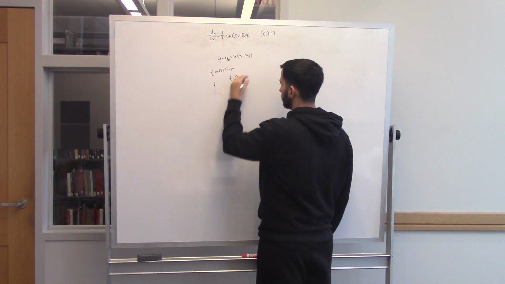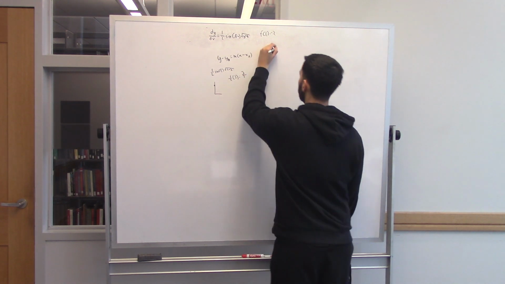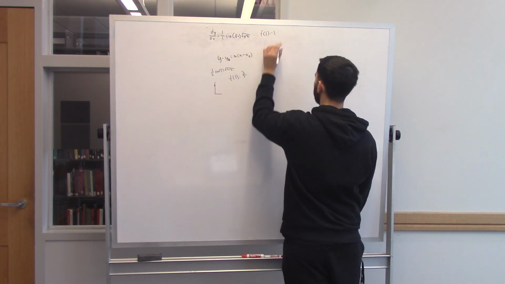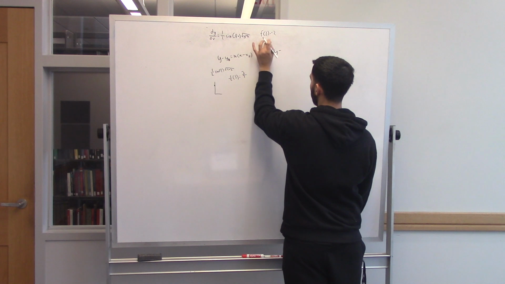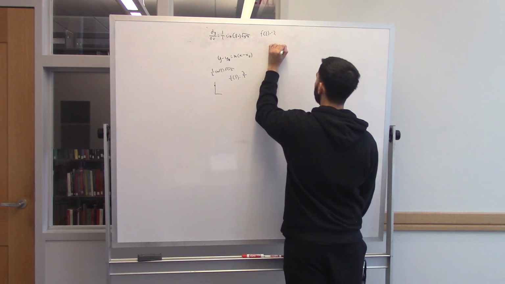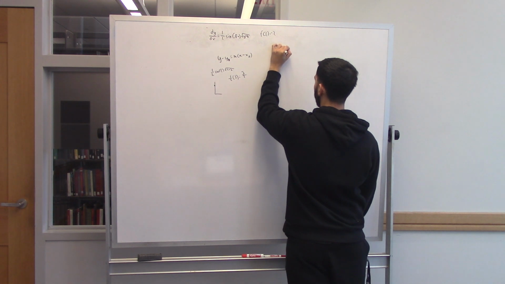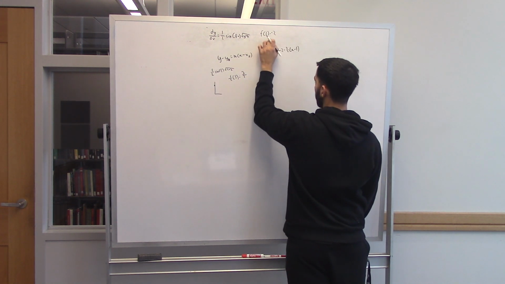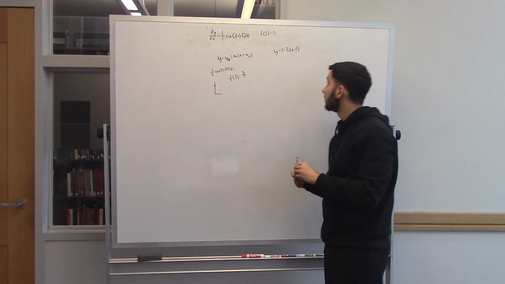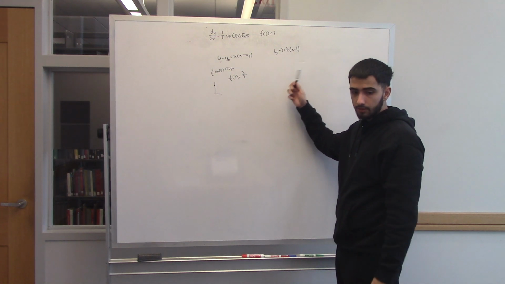So we have 1/2 times 3, so that's going to equal 3/2. Alright? So y minus the point 2, because we're given this, equals 3/2 times x minus 1, again from the original point. And this is our tangent line.